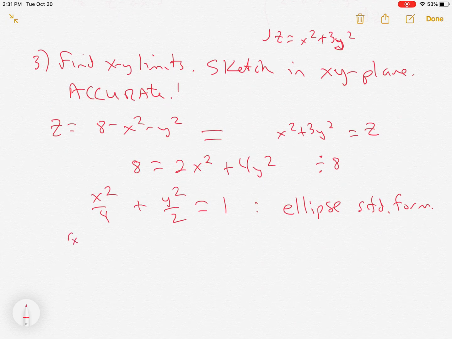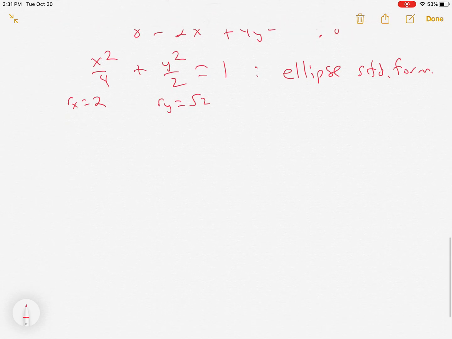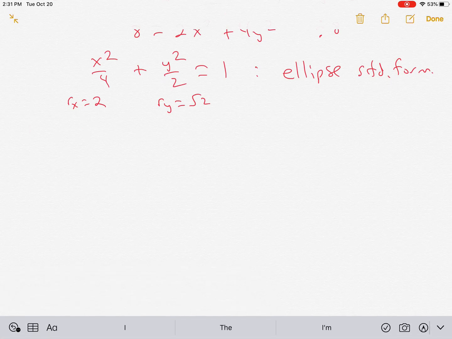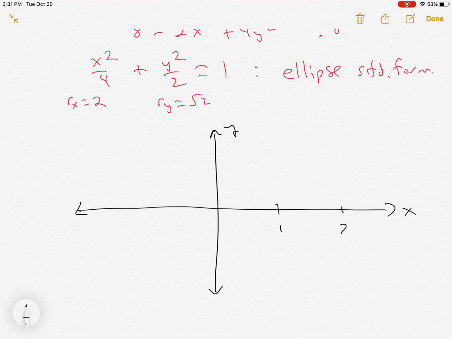And here, the x radius is 2, the square root of 4, and the y radius is root 2, which is the square root of 2. And its center's at 0, 0. So here's our good sketch, the accurate one. We know x is going to run from minus 2 to 2. So we'll make these, and y is going to run from minus root 2 to root 2.